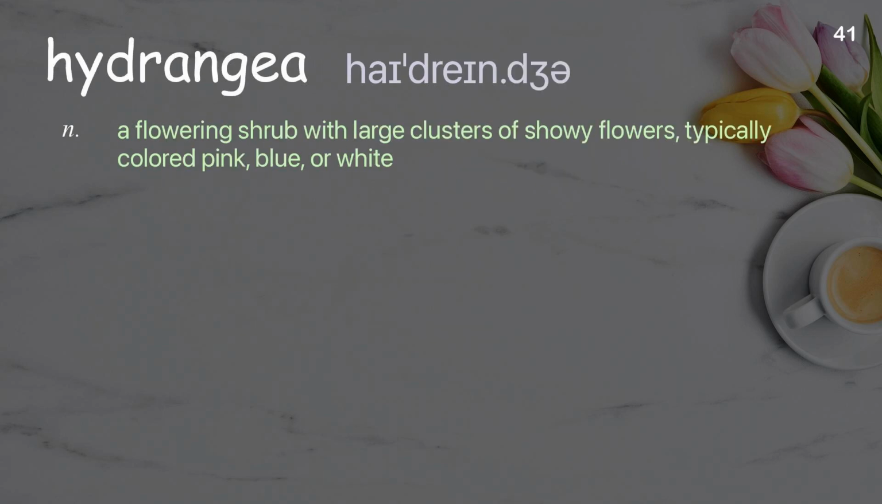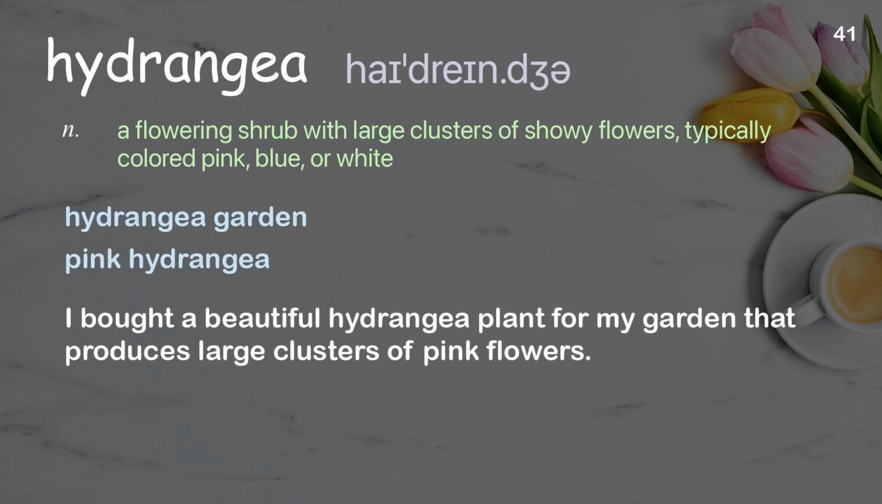Hydrangea. A flowering shrub with large clusters of showy flowers, typically colored pink, blue, or white. Examples: Hydrangea garden. Pink hydrangea. I bought a beautiful hydrangea plant for my garden that produces large clusters of pink flowers.